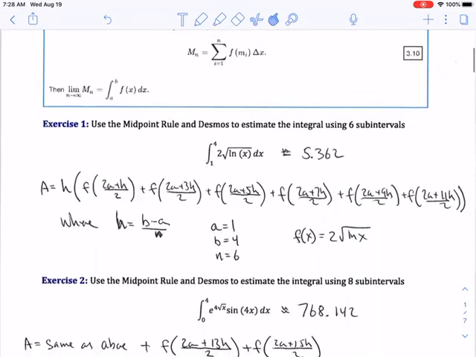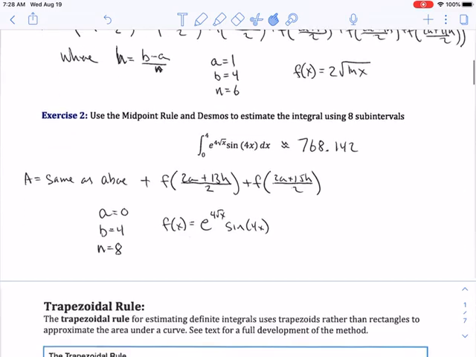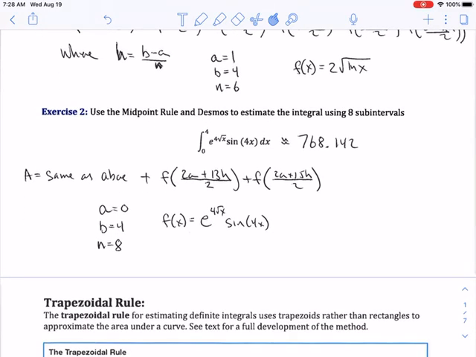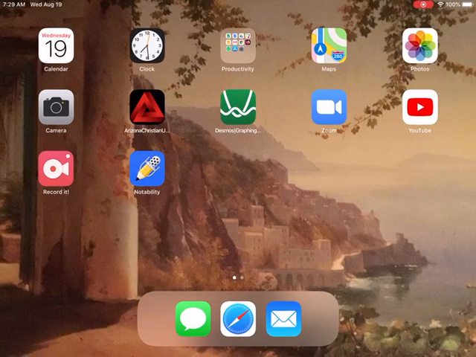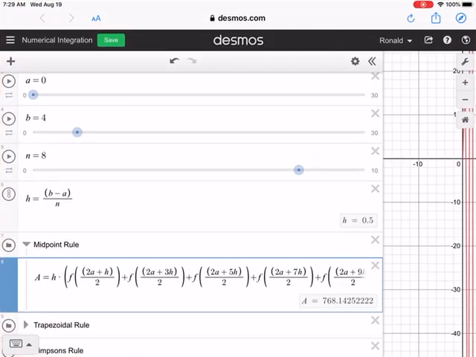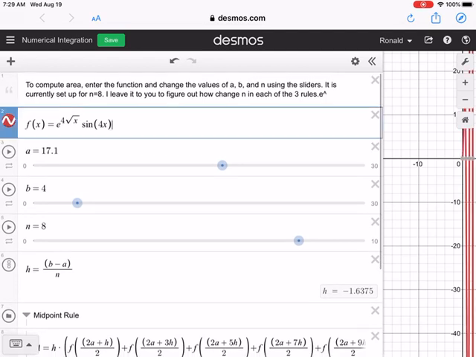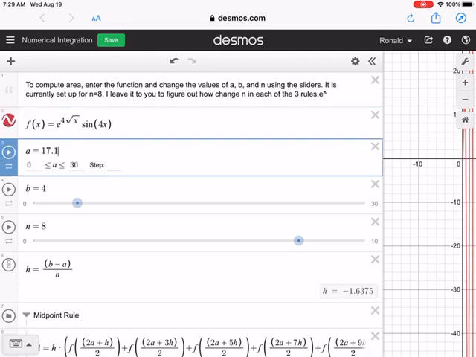Actually, I'm doing the second problem here, which I've already entered into Desmos. So here's how you're going to use Desmos. This is the most important part. In Desmos, you're going to have to enter the function in, which I've already done for you. And then you enter your left and right endpoints. A is the left endpoint, so that's 0.